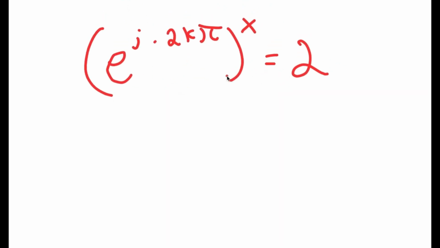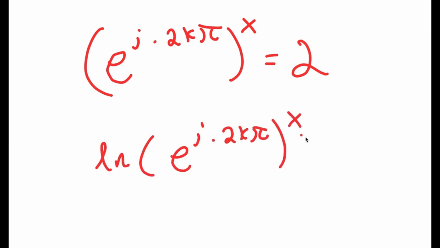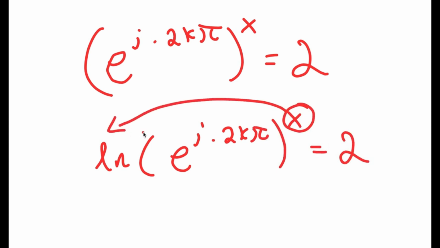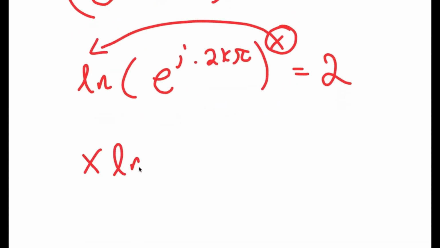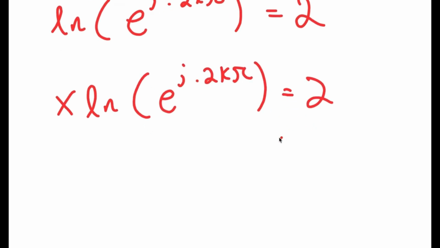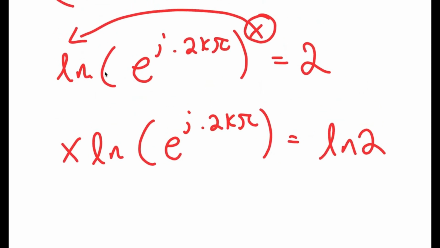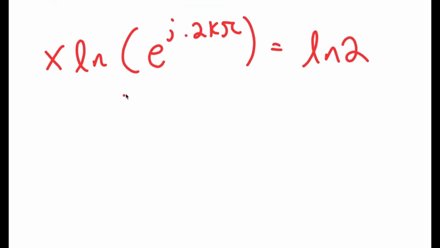And now, with this, I'm going to take the ln, or natural log, on both sides. So I have ln of e to the power of i times 2k pi, to the power of x, is equal to ln of 2, because if you take ln on one side, you have to do the other side. So I'm going to now bring this x down using the property of natural logarithms. So I get x times ln of e to the power of i times 2k pi is equal to ln of 2.